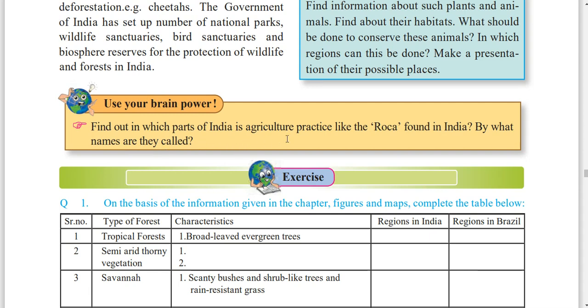So this is the end of the lesson. Exercises we will do in another session.